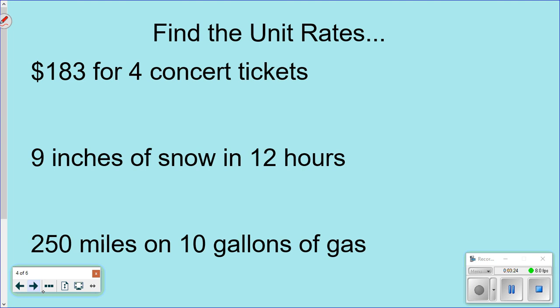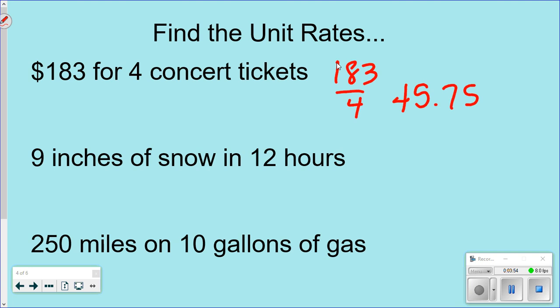Let's talk about unit rates here. Some of them are unit prices, some of them are unit rates. The tab says $183 for 4 concert tickets. My goal is to find out what 1 concert ticket costs. So it'd be 183 divided by 4. That is $45 and 75 cents, I believe. Yep. So 1 ticket costs $45.75.